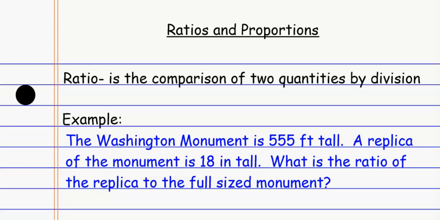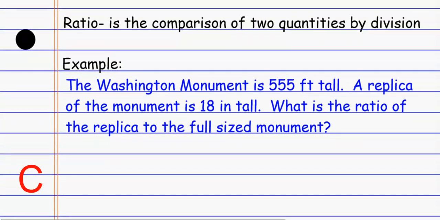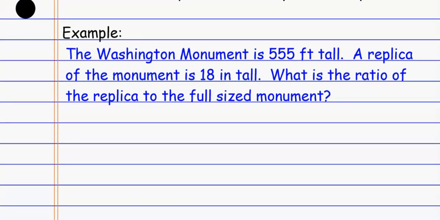For example, if I look at something like this, it says the Washington Monument is 555 feet tall. A replica of the monument, so a little scale model, is 18 inches tall. What is the ratio of the replica to the full-size monument? There's a couple ways we can approach this. If I just take it as it's written and say, let's write a ratio, it says replica to the full-size model. That's important because when we talk about that ratio in that order, we want to express it in that order in our fraction as well.